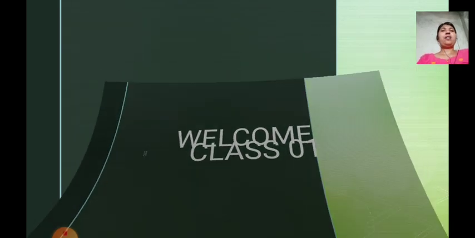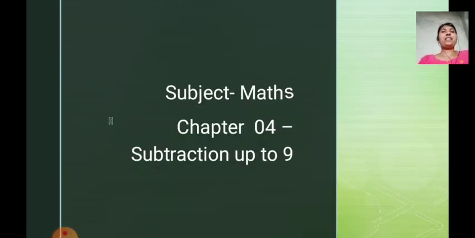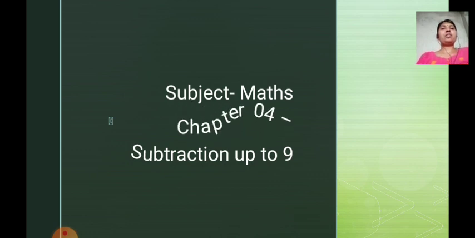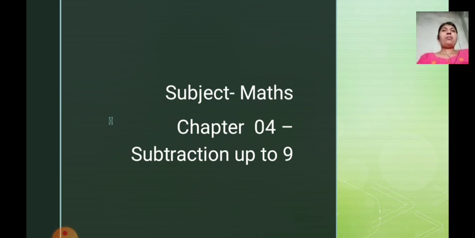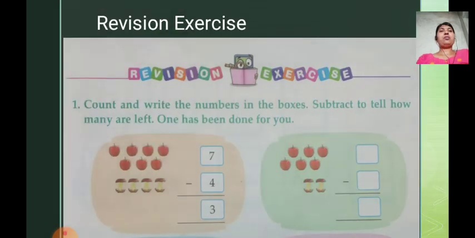So student, we are learning our subject maths and we are continuing with our chapter number 4, subtraction up to 9. In the previous video we have completed chapter 4, subtraction up to 9. In this video we are going to see the revision exercise of this chapter. So for that, student, you have to open textbook page number 51. Here is the revision exercise given.